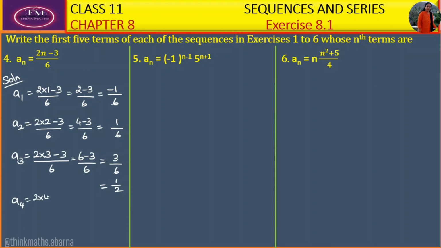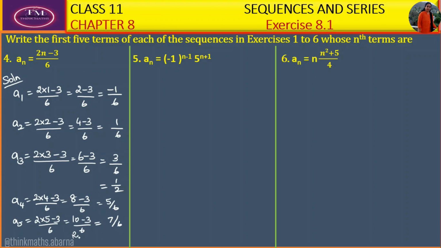2 into 4 minus 3 by 6. So 2 into 4 is 8. So 8 minus 3 by 6, which is equal to 5 by 6. Next, last one. A5 is equal to 2 into 5 minus 3 by 6. 2 5s are 10 minus 3 by 6, which is equal to 10 minus 3 is 7 by 6.